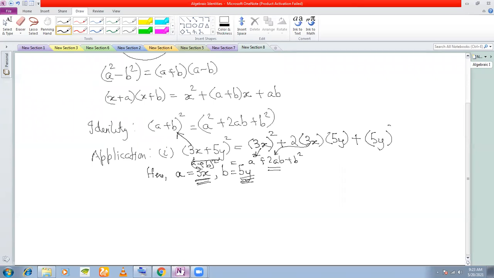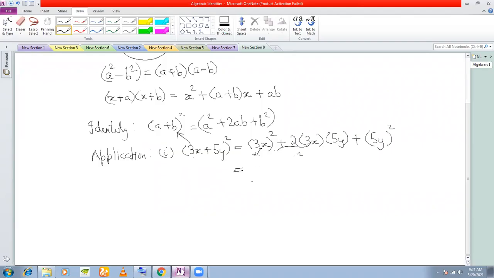5y whole square. Any doubts here? No, sir. Fine. So that is how we use this (a plus b) whole square. So next we'll simplify this.